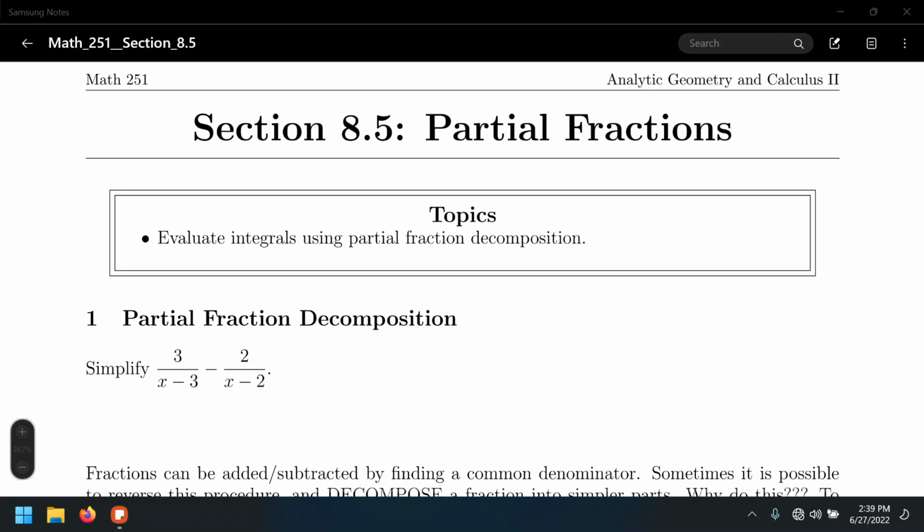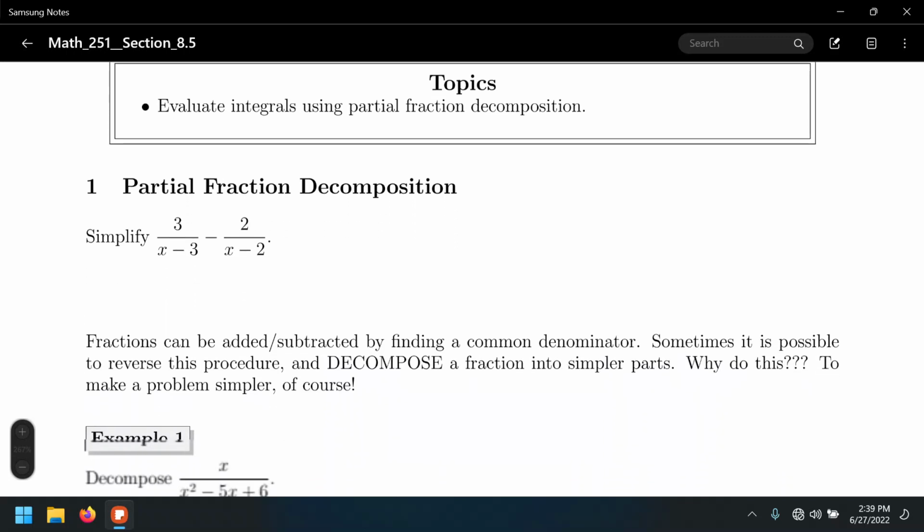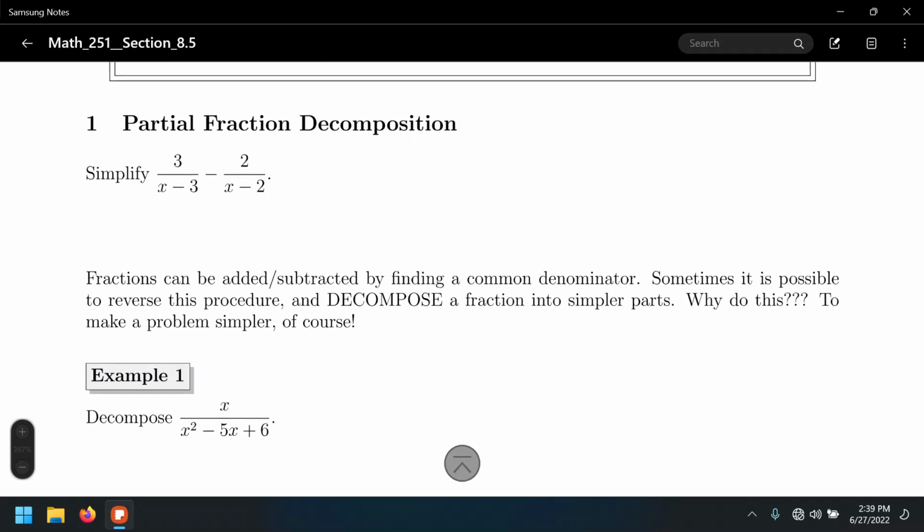So for partial fraction decomposition, we're going to use this method to integrate rational expressions. But number one, let's review a little bit of the basics of rational expressions. Essentially, what we used to do back in intermediate algebra, which is, well, you've got to simplify these two fractions, and we'll see how.